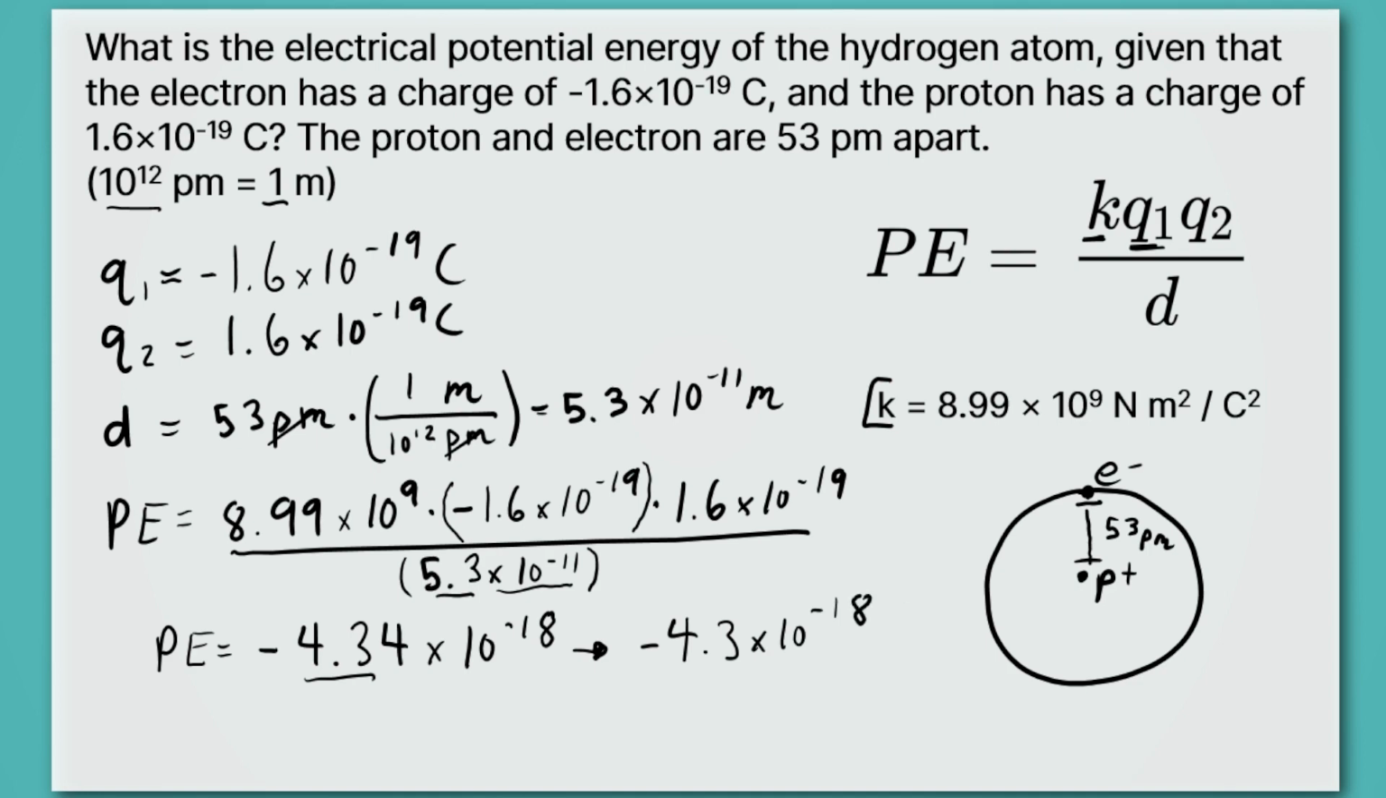And we're dealing with energy here, so our unit is going to be joules. And that's the potential energy. Now you might be like, hey, that's negative. That's a little weird. But remember, when a potential energy is negative, what that means is it will take energy to pull them apart. And that certainly seems right. It's going to take energy to pull apart the electron and the proton. That's why they stick together and make an atom.